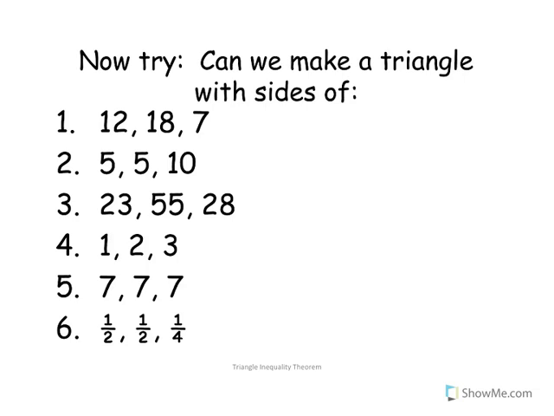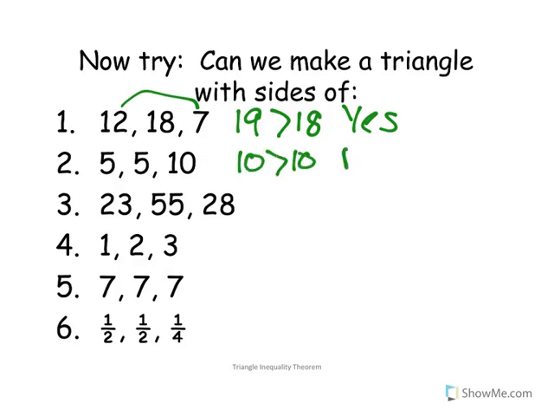So here's your now try for the first half of the lesson. So we can go over it, right? So I'm going to say 7 plus 12 is 19, which is greater than 18. I'm going to say yes. 5 plus 5 is 10. Is 10 greater than 10? That's obviously a big no.